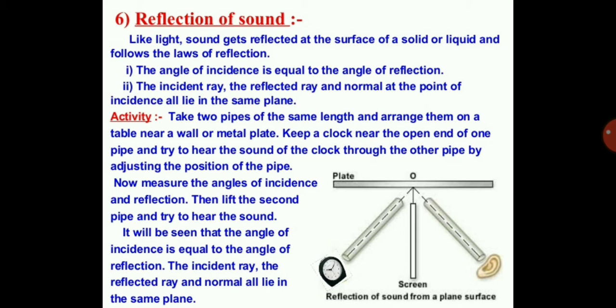Meaning, now change the angle of reflection and try to listen. It will be seen that the angle of incidence is equal to the angle of reflection. If the angle of incidence is 40 degrees and you keep the angle of reflection at 50 degrees, we will not be able to hear the sound clearly. This proves that the incident ray, the reflected ray, and the normal all lie in the same plane, and the angle of incidence and the angle of reflection must be equal.